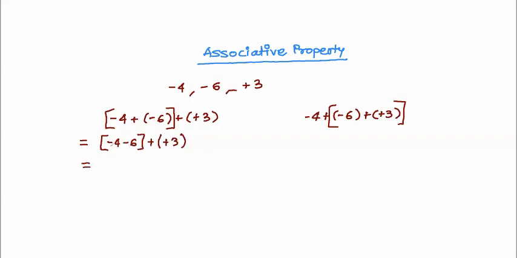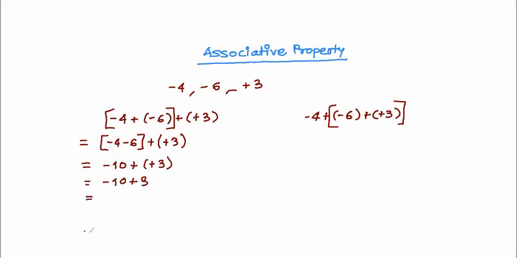-4 and -6 have the same sign, which means it is going to be addition. So 6 plus 4 is 10, and it takes the sign of the greater integer. Here it is 6 and the sign is minus, so we give a minus sign to this. Plus +3, -10 plus... same sign results into positive sign. So +3, minus plus is subtraction.